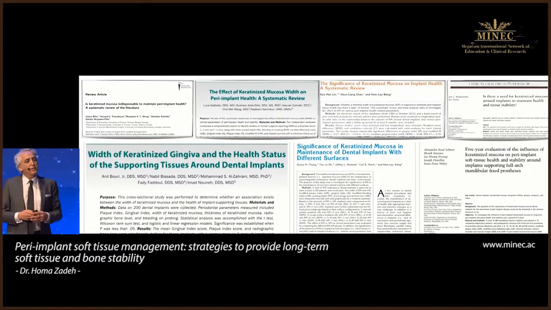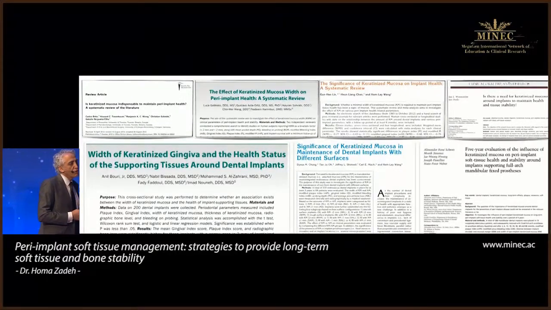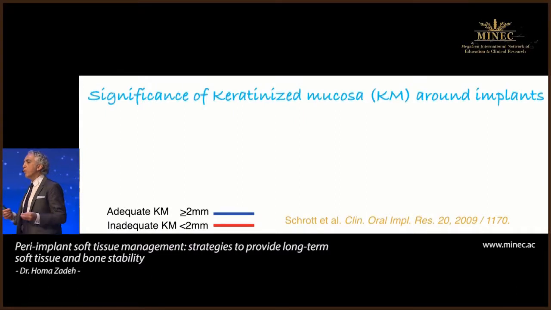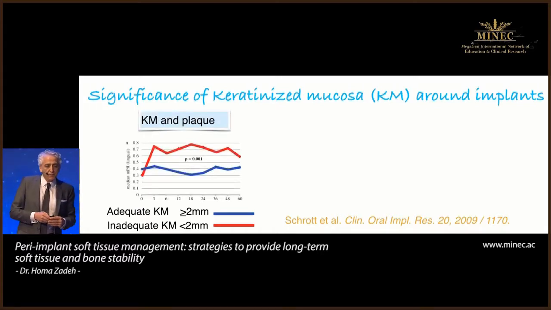There have been a number of studies of the keratinized gingiva and its significance around implants. And I'll describe one of them for you because this one has a long-term follow-up of 5 years. So they divided the keratinized mucosa around implants into two groups: those that were at least 2 millimeters, or adequate, shown in blue, and those that were less than 2 millimeters, shown in red. And what you could see, the areas that had less than 2 millimeters of keratinized mucosa had more plaque accumulation.